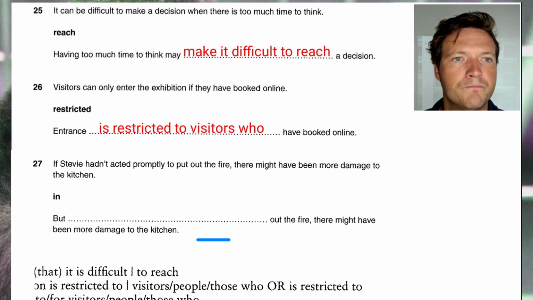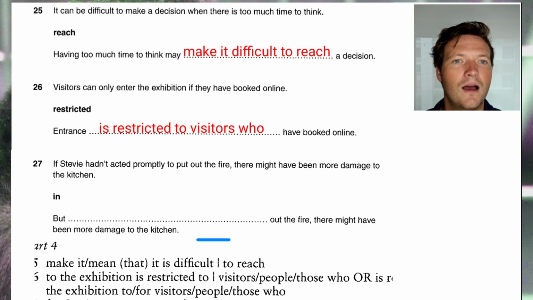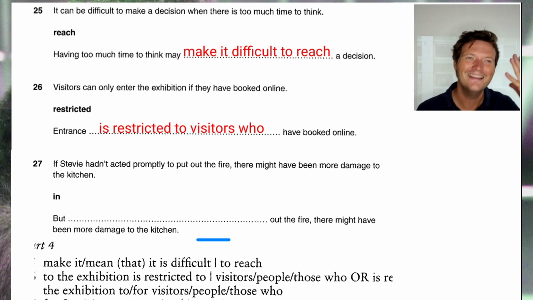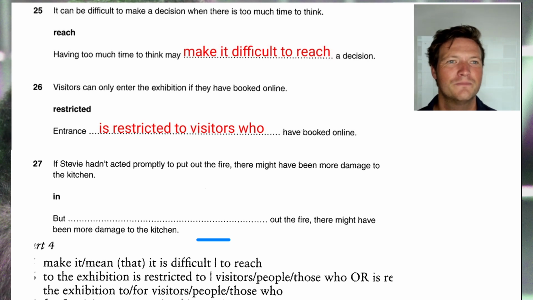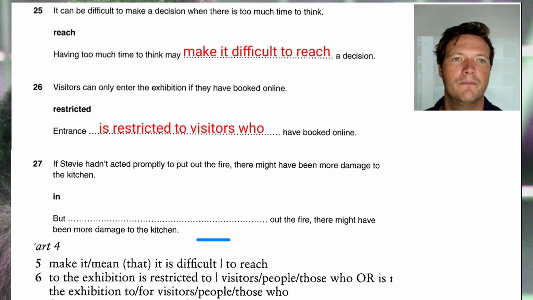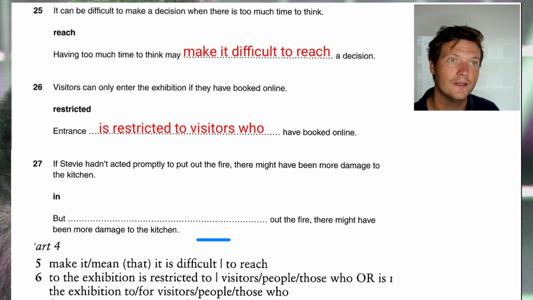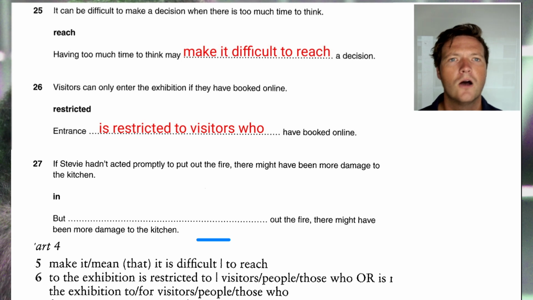Another possibility, or is restricted to, to the exhibition. Right, yeah, you have to mention the exhibition. To or for visitors who, right, okay, yeah, absolutely. So I didn't mention the exhibition, so I would only get 1 point there, of course. Logical. Fair enough. Any other possible combinations you can think of? Leave them in the comments. Okay, let's move on to number 27.